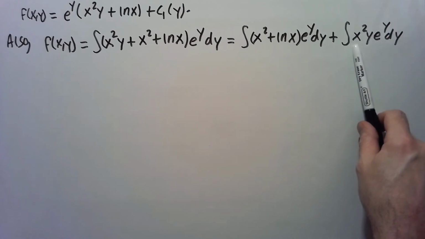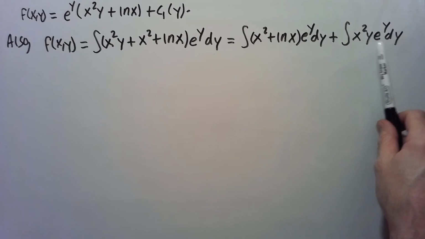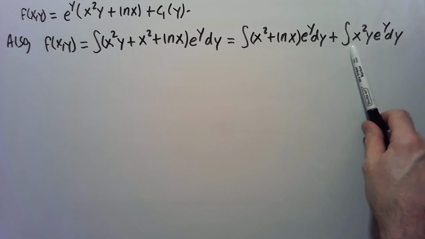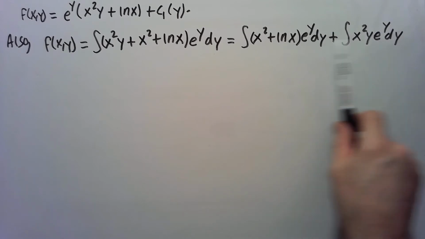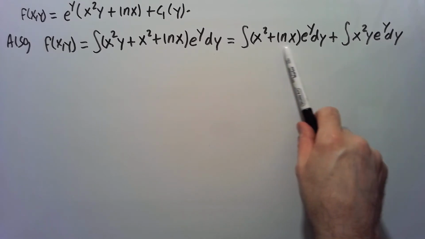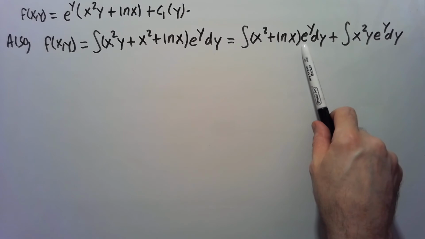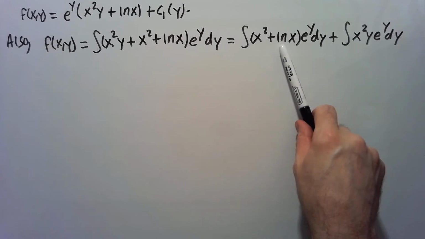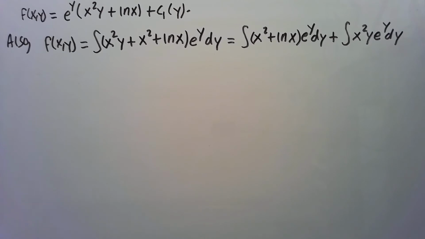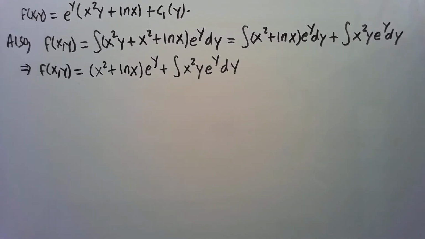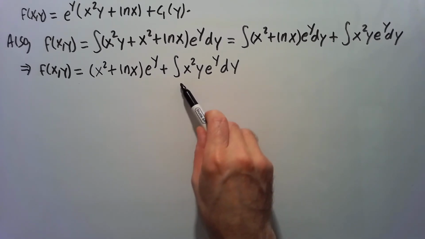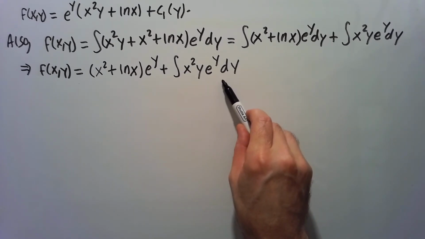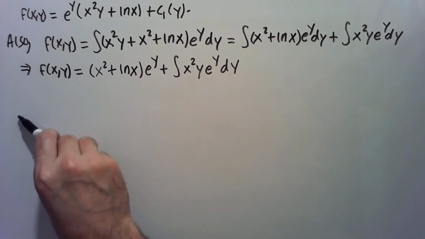This last one is going to require integration by parts because you've got a function of y here multiplied by another function of y. This one is not going to require integration by parts. We can do this one directly because the integral of e to the y is just itself. So let's keep going here. Let's integrate this one. So integrating the first guy, we just get this. We still have to integrate the second one. It's going to require integration by parts, so let's do it over here.